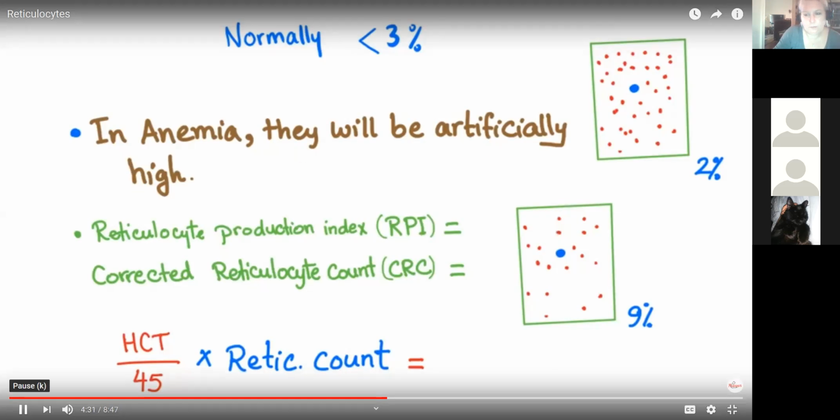But this is not true. We have to correct it. We get that reticulocyte production index, aka corrected reticulocyte count. We get the hematocrit of this patient with anemia, let's say the hematocrit is 15, and we divide it by the normal.